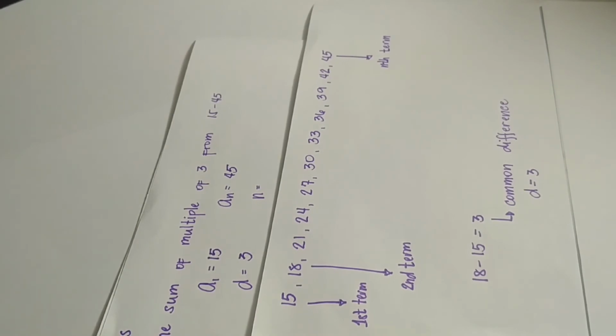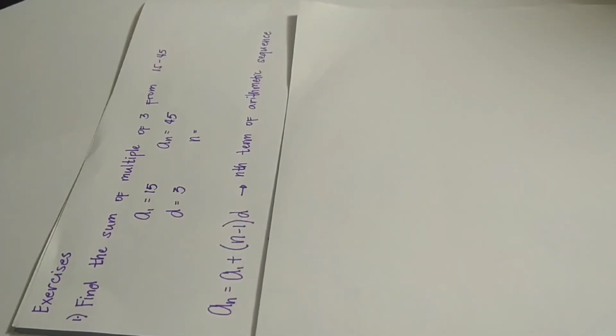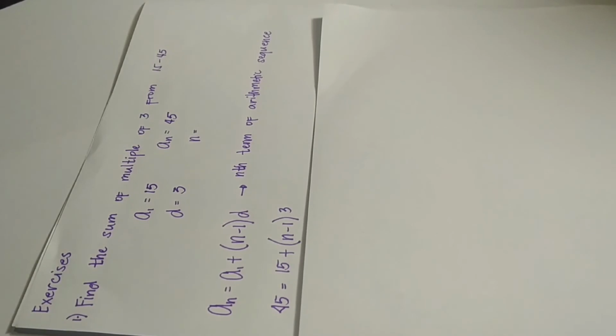You can see that n is not given. To find it, we will use the formula of the nth term of an arithmetic sequence, and the formula is an is equal to a1 plus n minus 1 times d. We will substitute the given. Then we will have 45 is equal to 15 plus n minus 1 times 3.